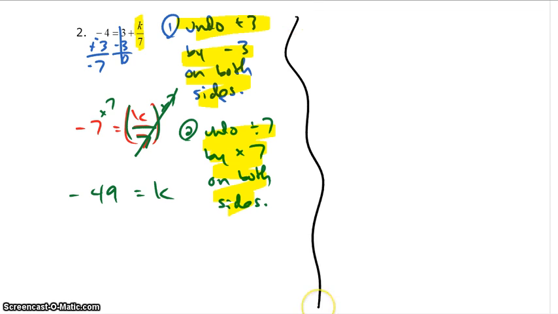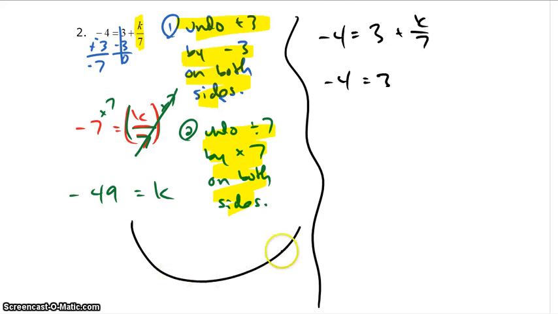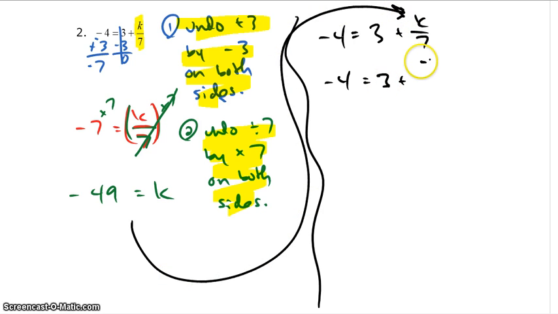Lastly, these questions again say check. So our check is going to look like this. We'll start with the equation: negative 4 equals 3 plus k over 7. And now we're going to stick in our k value, which we calculated, into there. 3 plus negative 49 over 7. So negative 4 equals 3 plus negative 7. It checks, right? 3 plus negative 7 is negative 4, so this must be correct.